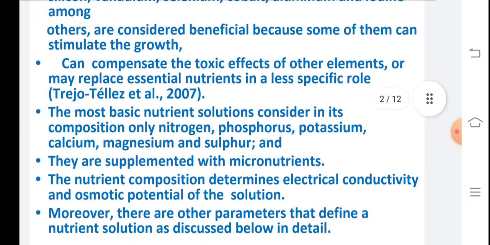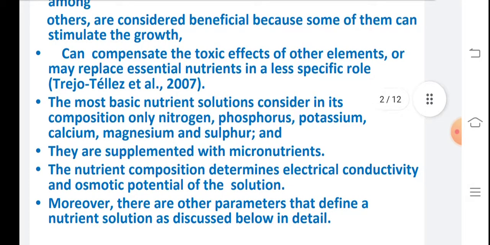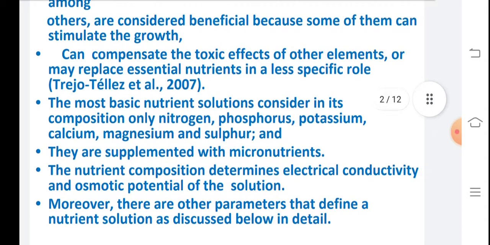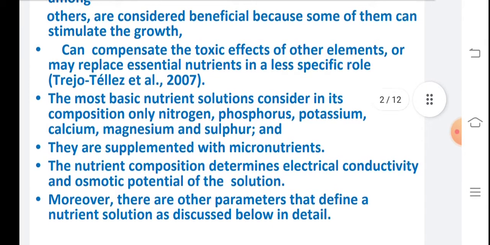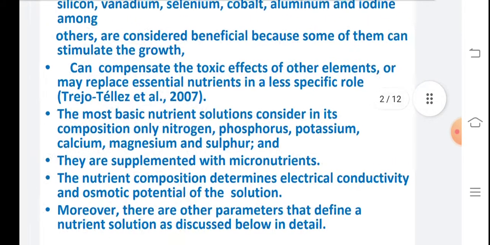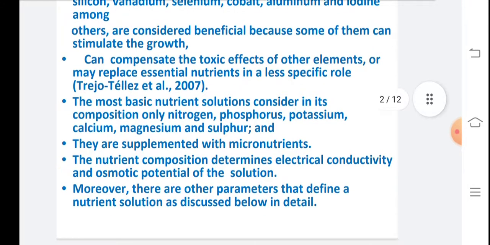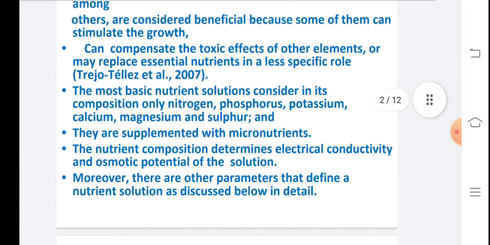The most basic nutrient solutions are composed of nitrogen, phosphorus, and potassium, along with calcium, magnesium, and sulfur. These are supplemented with micronutrients, and they generally maintain the nutrient composition for the electrical conductivity and the osmotic potential of the solution. Right, so already we know the osmosis mechanism: the flow of solids from higher concentration to lower concentration.